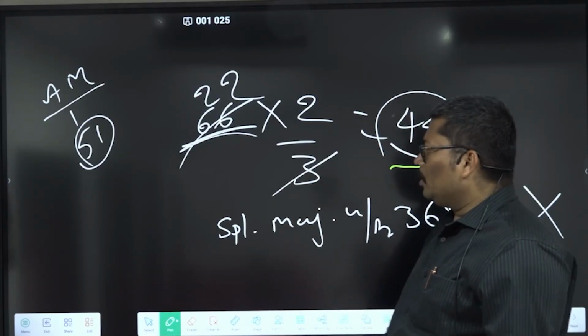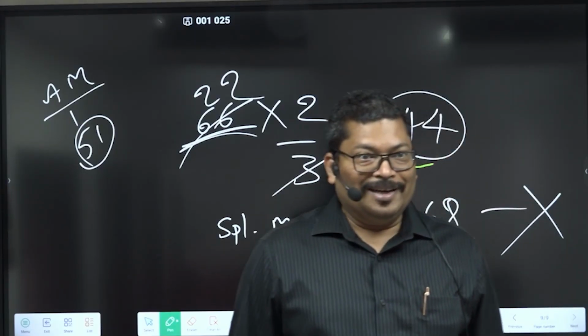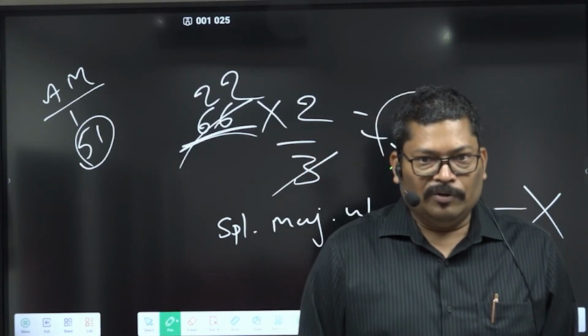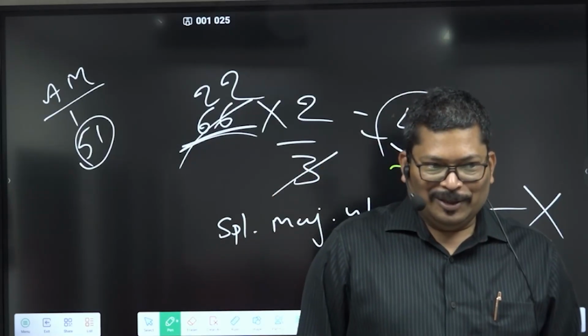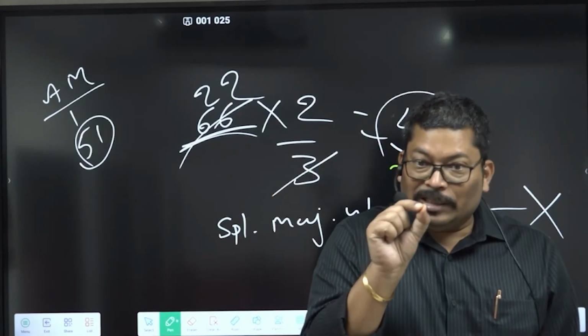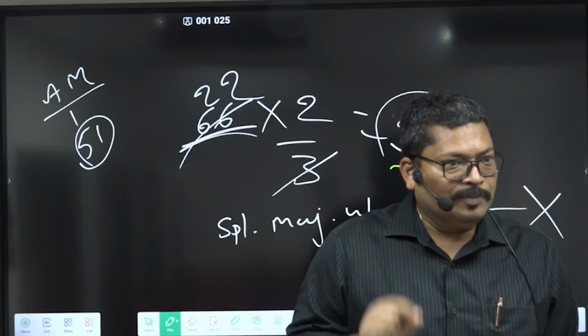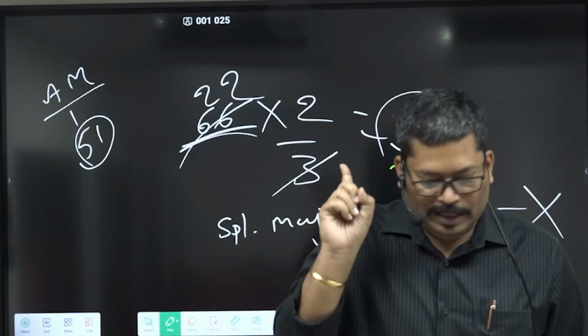But I know it well that after 2 to 3 days, there will be a possibility that you will forget this concept. So, please take down the steps how to find out special majority under Article 368.